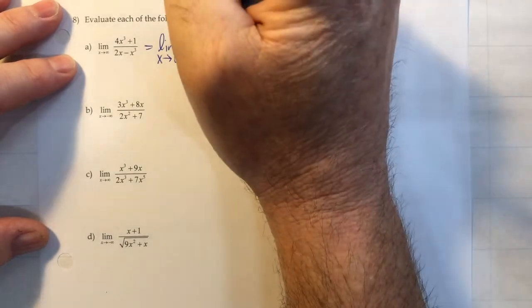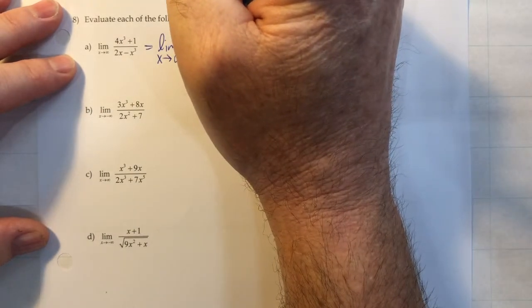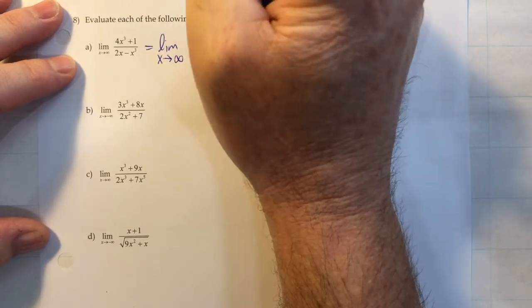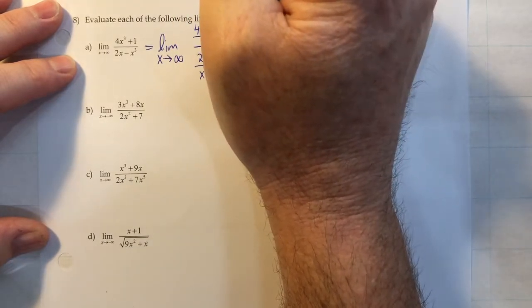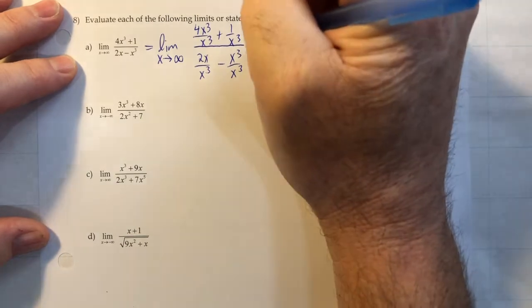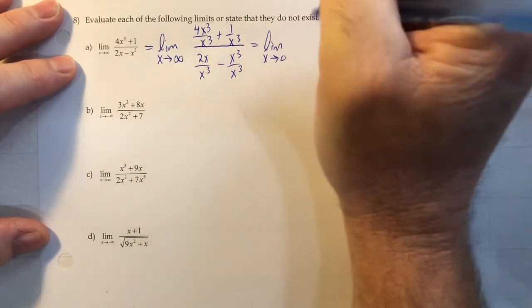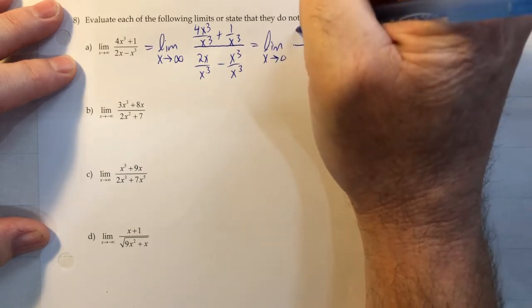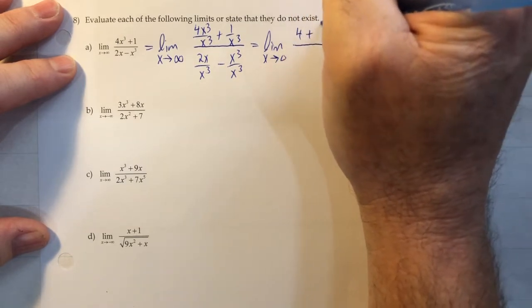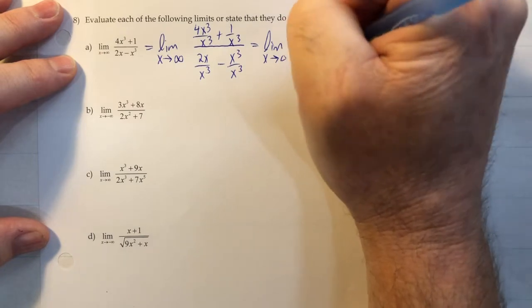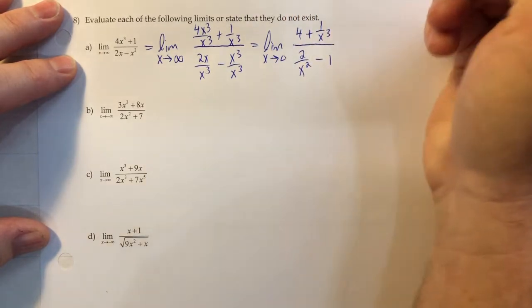Do that with every term on the top as well. So just plus 4x cubed over x cubed, and then plus 1 over x cubed. And then the limit as x goes to 0 of the simplified version of that, which would be 4 plus 1 over x cubed, and let's see, 2 over x squared, and minus 1.